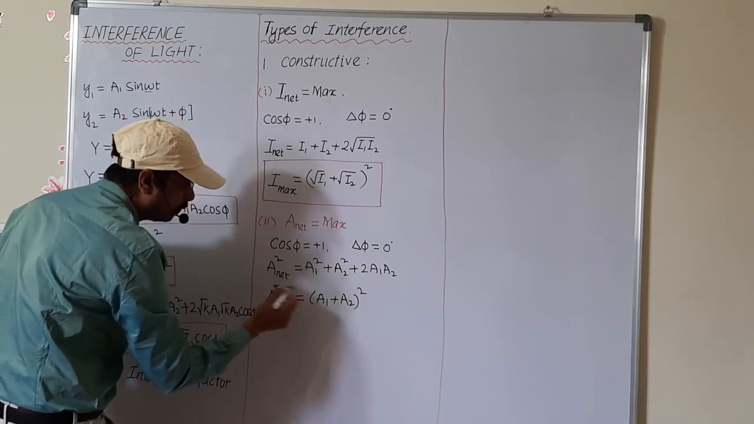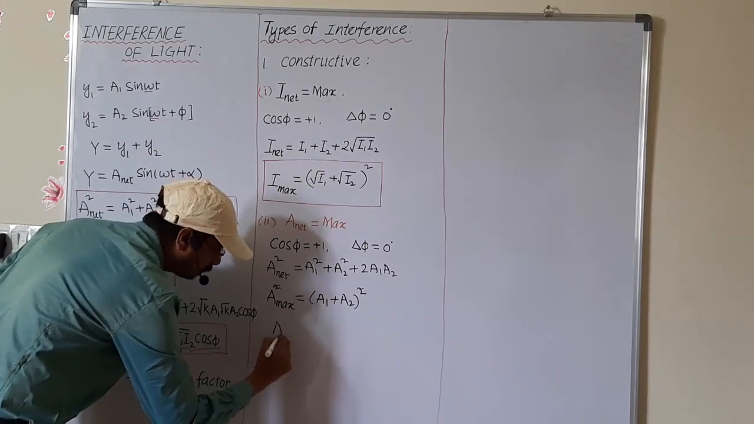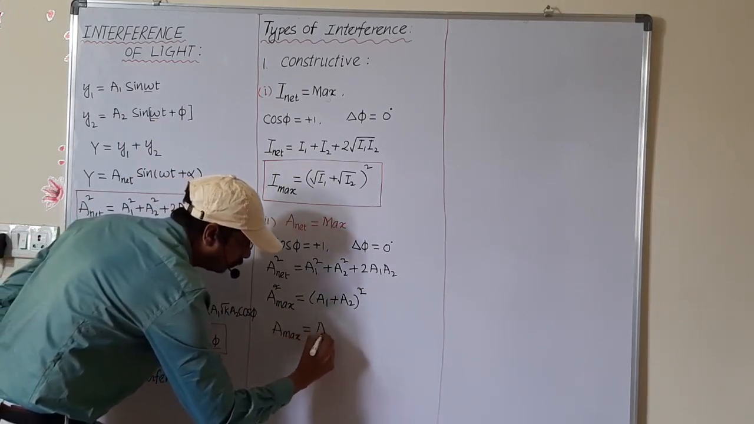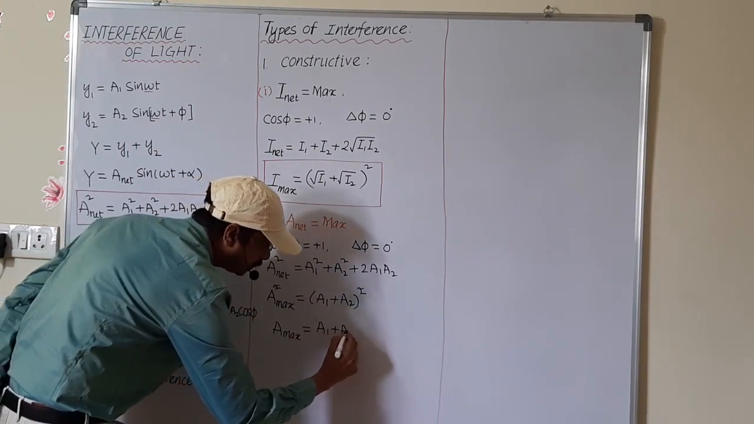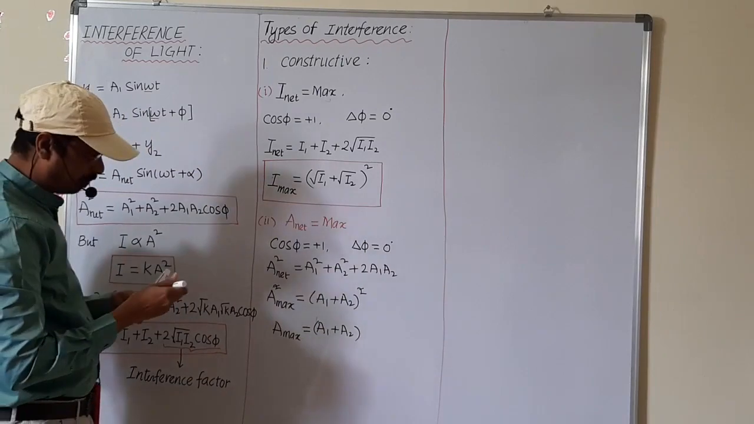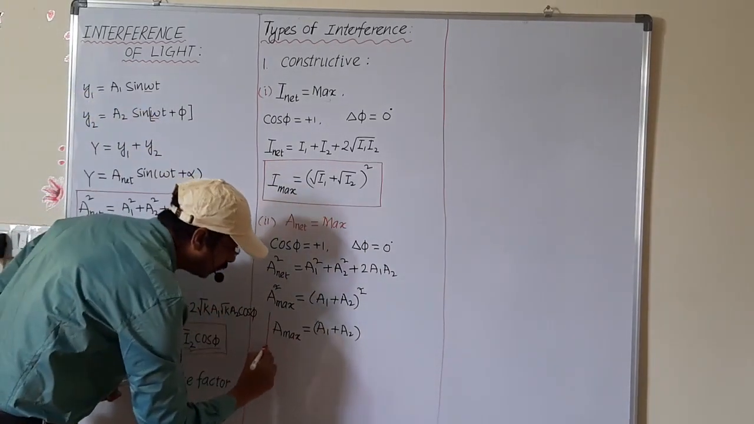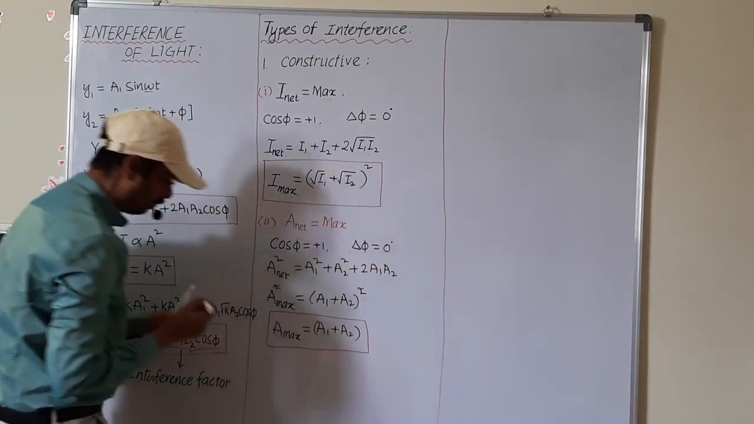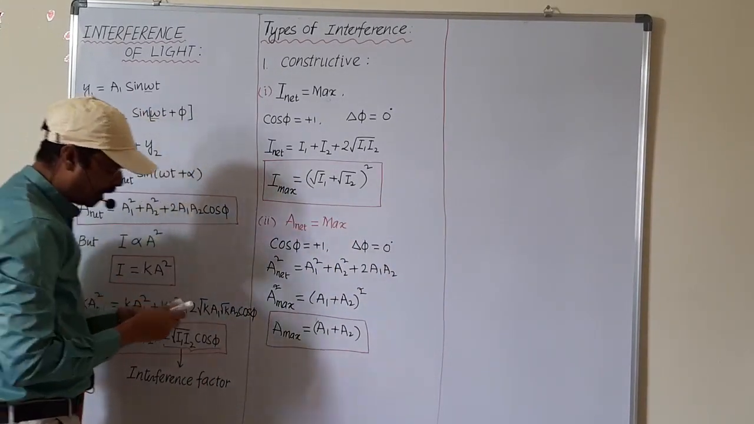The square will get cancelled. Then A max is equals to a1 plus a2. This is the maximum amplitude, the formula for maximum amplitude. In this, the value also we can write according to waves. We have a1 and a2. How can we write it?